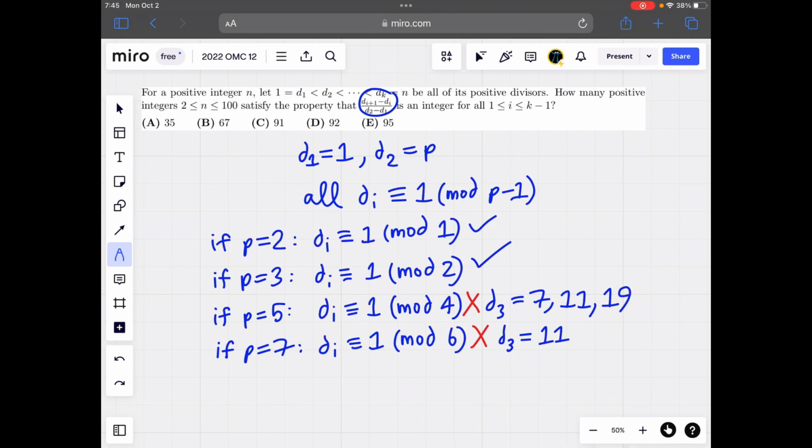So we only have 4 values of n between 2 and 100 that do not satisfy this condition. There are 99 possible values of n, and 4 do not work. So the answer is 99 minus 4, and that's equal to E, 95.